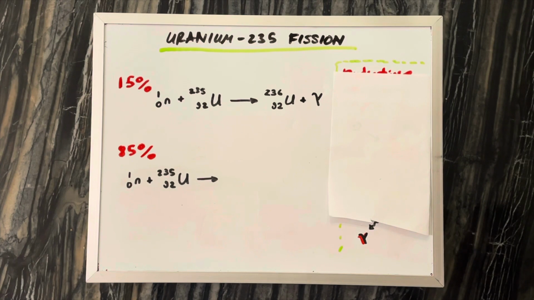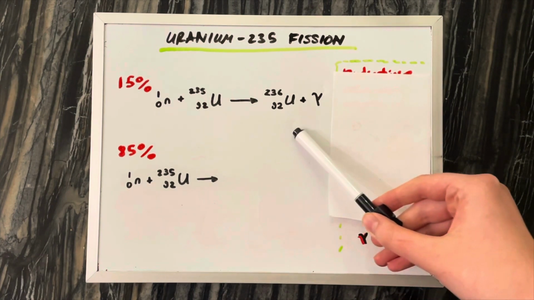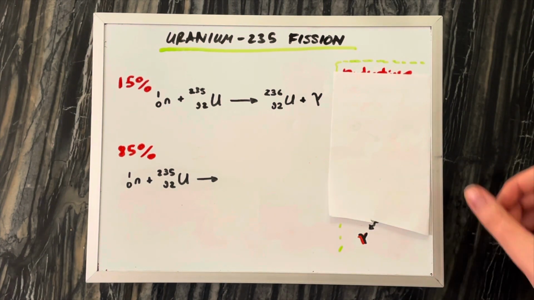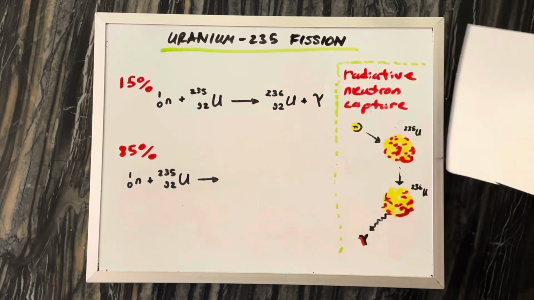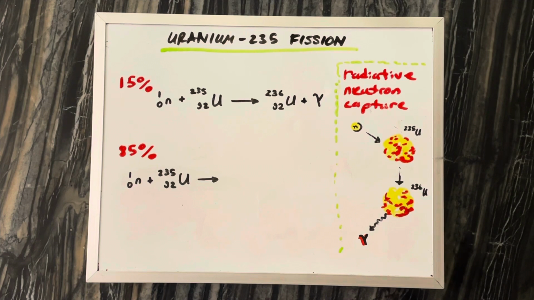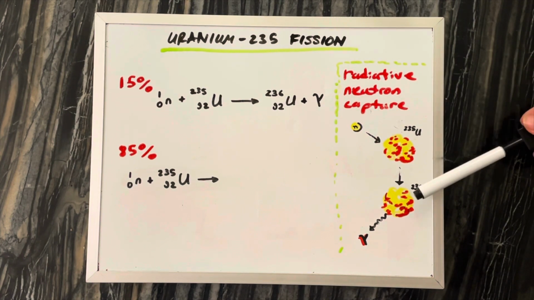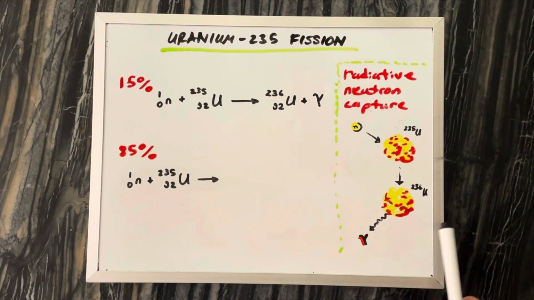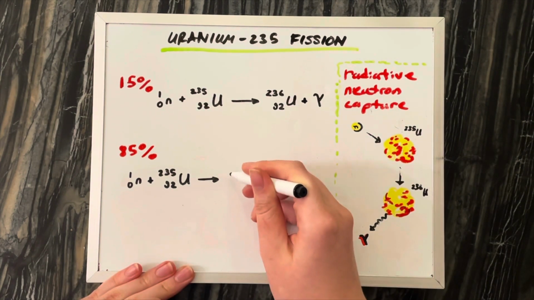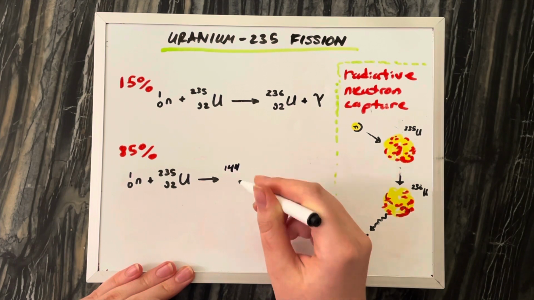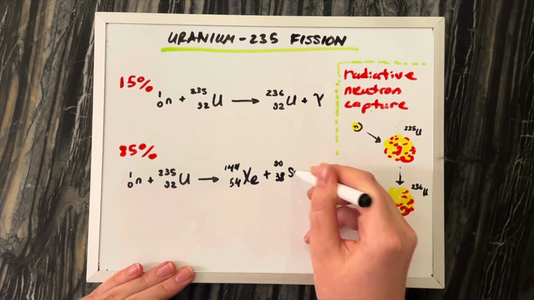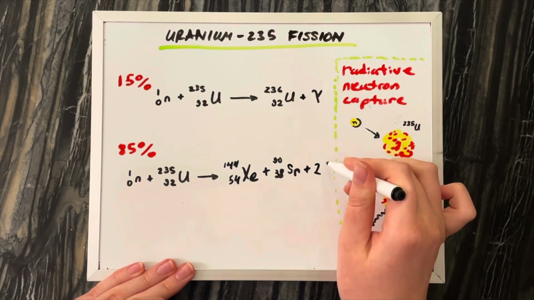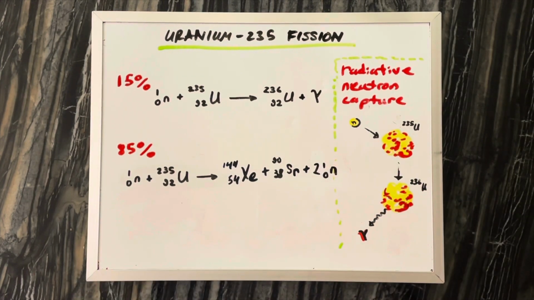15% of it produces new uranium-236 isotopes and some gamma rays, which are then absorbed by the water for boiling. This is due to radiative neutron capture, a reaction in which a neutron is completely absorbed to create a compound uranium nucleus, thus emitting energy in the form of gamma rays. Yet the other 85% produces nuclear waste, mainly xenon and strontium, alongside 3 extra neutrons which collide with other uranium atoms to produce a chain reaction.